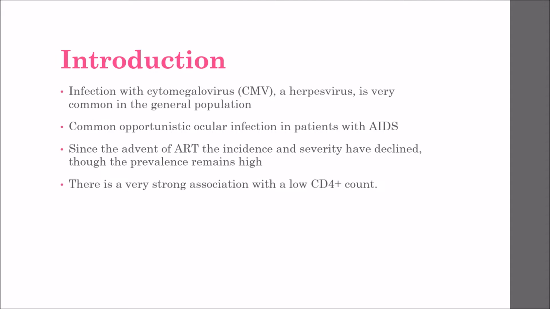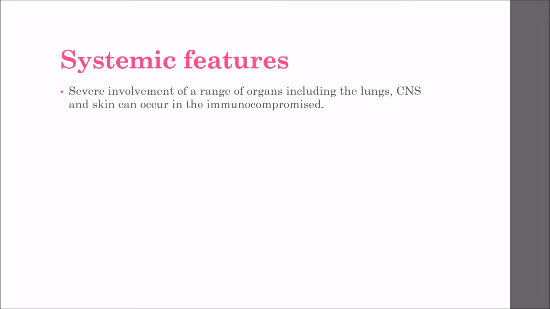Since the advent of antiretroviral therapy, the incidence and severity have declined, though the prevalence remains high, partly due to increased survival rates in AIDS patients in whom systemic steroid therapy may be a risk factor. There is a very strong association with a low CD4 count. Systemic features include a range of organs, including the lungs, central nervous system, and skin, and they usually occur in immunocompromised patients.